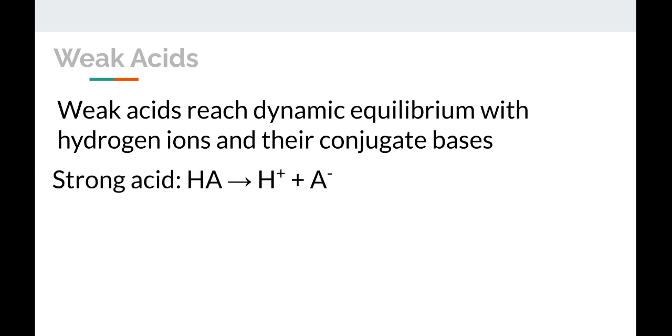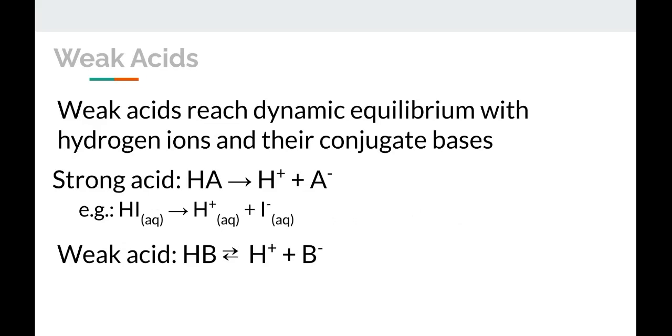So, by contrast, a strong acid like HCl completely, one-way arrow, breaks up into H+ and A-. But a weak acid is going to reach dynamic equilibrium with H+ and its anion, A-. So we have a double-headed arrow there. It's a reversible reaction. Example, HI completely dissociates to H+ and I-, but HF is a weak acid, and it does not completely dissociate into H+ and F-.